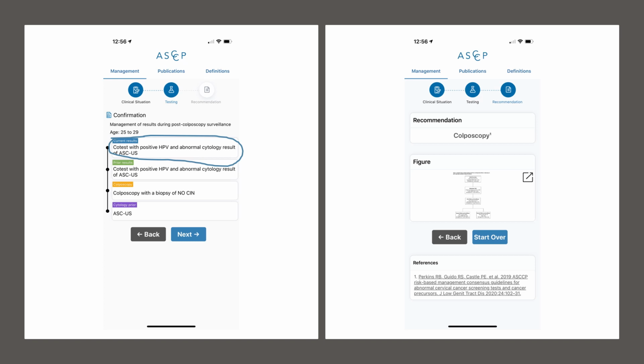So what if this was the follow-up? You can see here that I've again skipped all those introductory initial screens and just brought us to the confirmation summary screen. So here, instead of saying that she was negative on co-testing for HPV and cytology, what if this follow-up result was a positive HPV and ASCCS again? And again, you can see on that left side the different results that she's had over time.